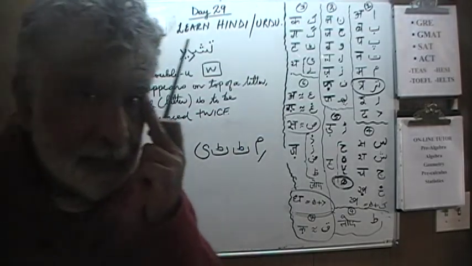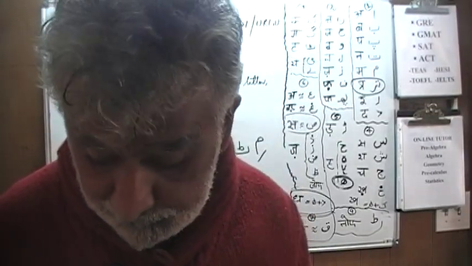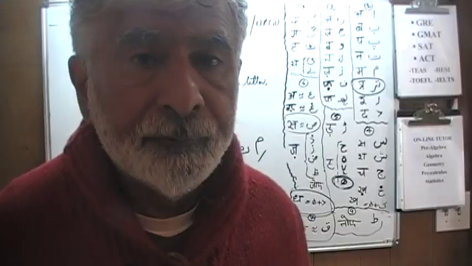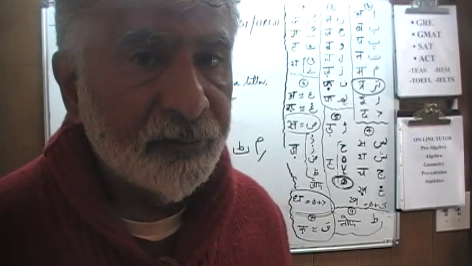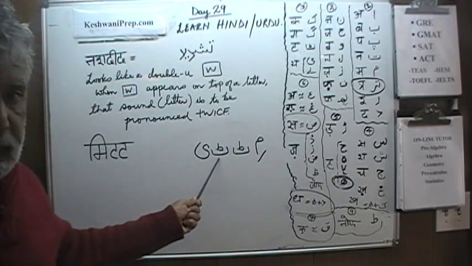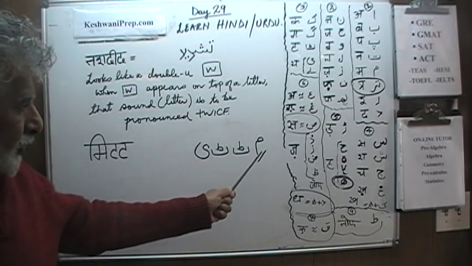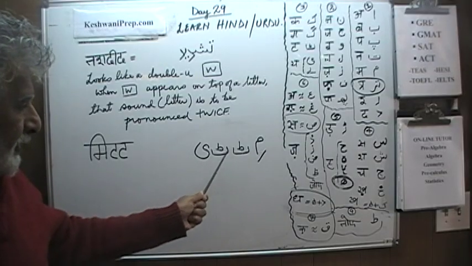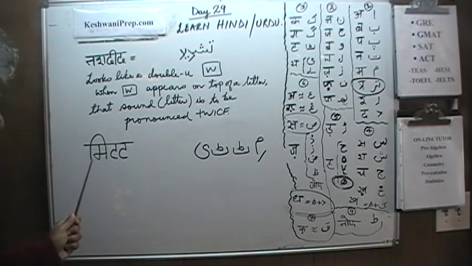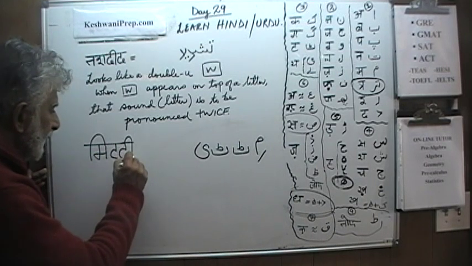Choti ye is the penultimate letter of the Urdu alphabet. Badi ye is the ultimate, the last letter. Penultimate, the second last letter of Urdu alphabet. Choti ye gives us badi e ki matra. Choti ye acts as badi e ki matra. So what we have here is mitti. So this part is mitti.